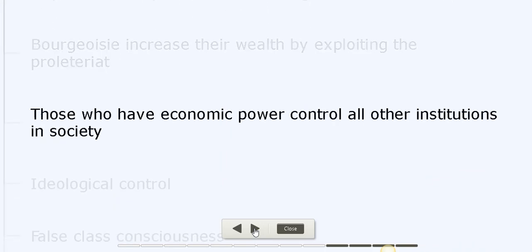Another idea is, according to Karl Marx, those who have the economic power in society control all other institutions in the society.